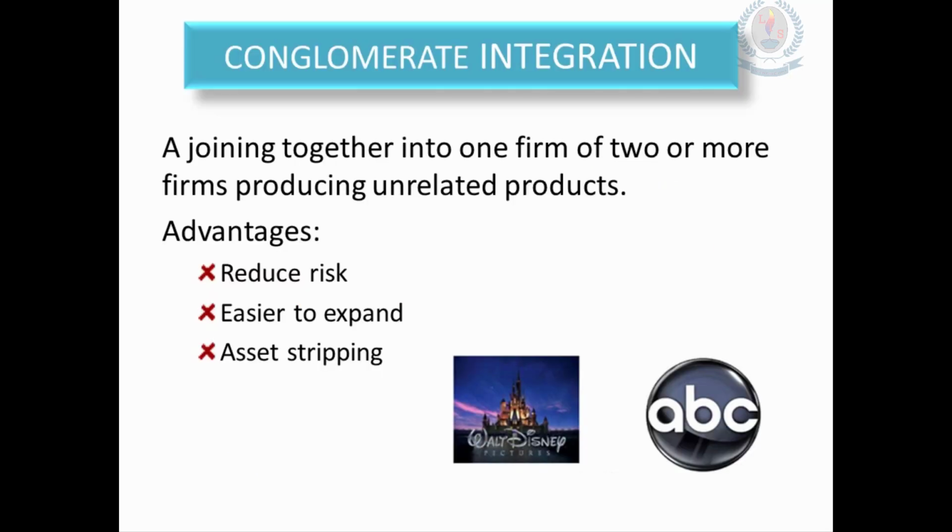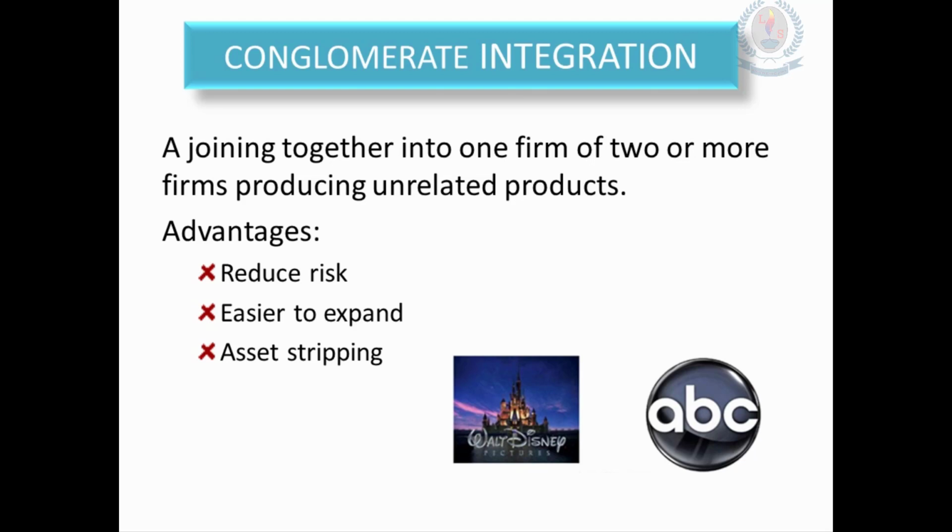Okay, next topic is conglomerate integration. It is a joining together into one firm of two or more firms producing unrelated products. Here it's highlighting unrelated products. It means it consists of two companies that have nothing in common. Their businesses do not overlap, nor are they competitors of one another. However, they do believe that there are benefits in joining the firms.